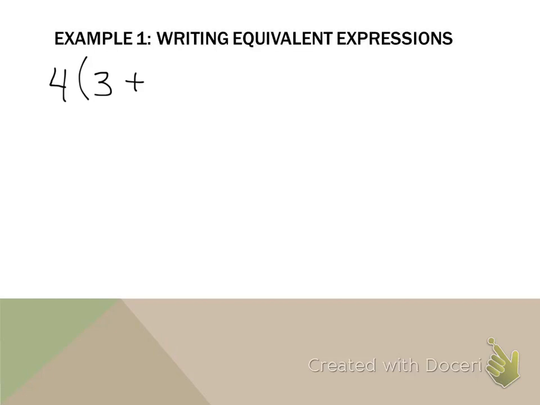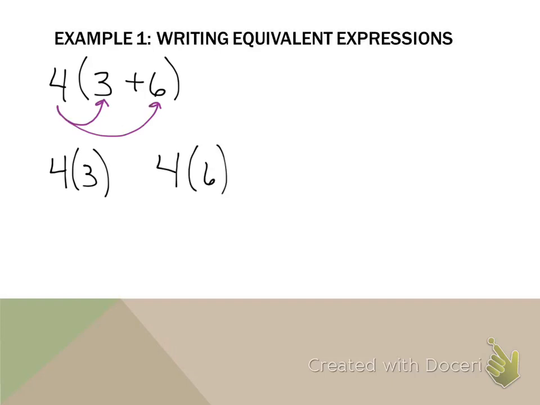So in the first example, we have the expression 4 times 3 plus 6. And we're asked to write an equivalent expression for 4 times 3 plus 6. Well, what it's saying is I'm going to take the number on the outside of the parentheses and multiply it by every term inside the parentheses. And then I'm going to rewrite it. So I'm going to rewrite it 4 times 3 and 4 times 6.